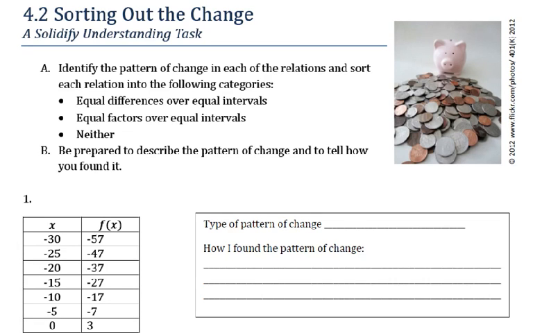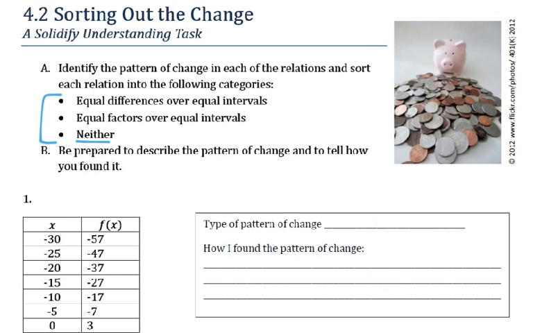Alright, in this video we're going to take a look at two different modules. They kind of go together, but we're going to start out with 4.2, sorting out the change. In this one, they give us a bunch of different types of patterns, and they want us to sort these relations into three different categories, and here are the categories we're talking about. The first one is neither. Well, I guess that's the last one, meaning it doesn't follow the first two.